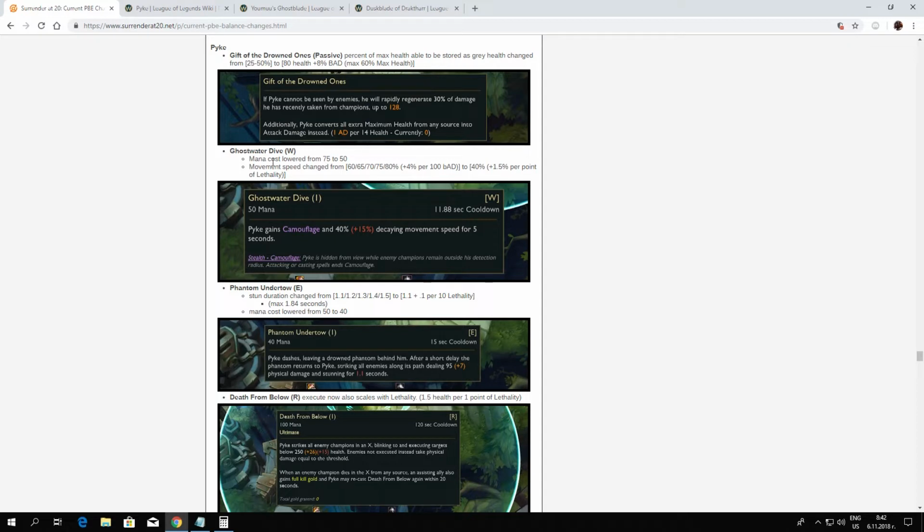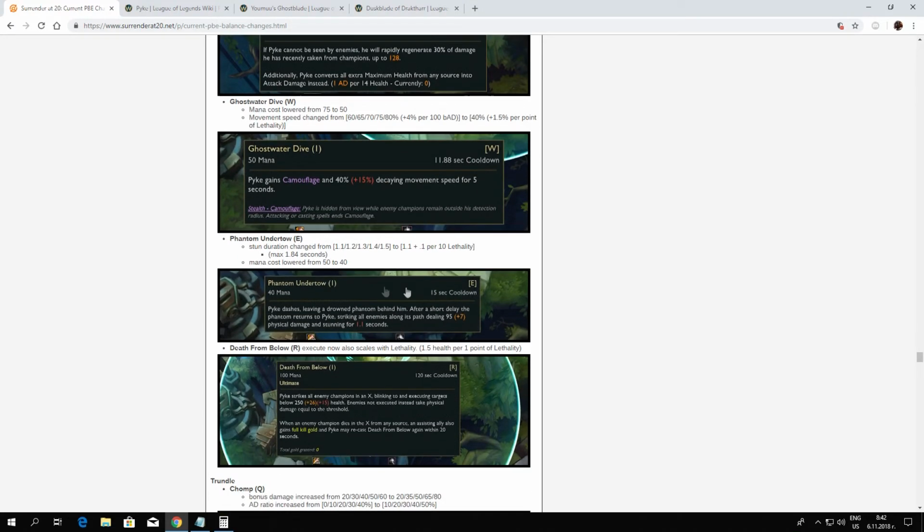Then we have the changes to the W. The mana cost is lowered. And the same for the E. The base values of both abilities are also lowered, and now they both have a lethality scaling. And finally, we have the ultimate, which also has a lethality scaling.